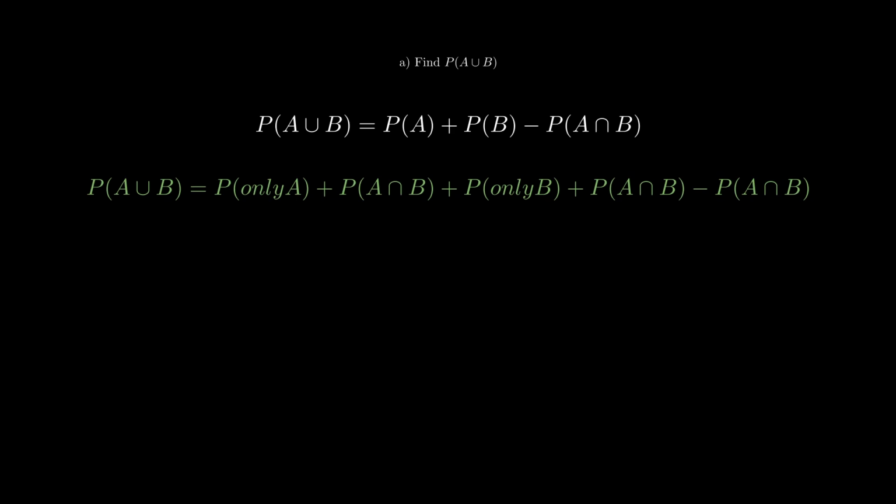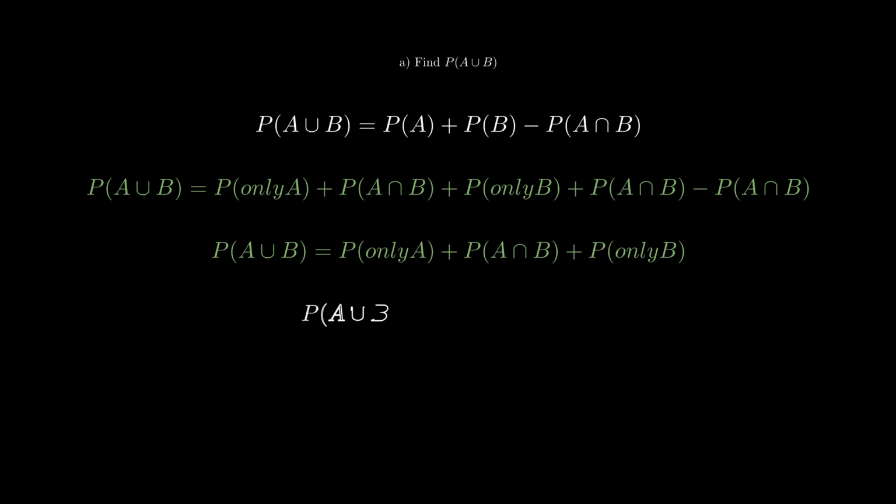Whereas what we actually want is for the probability of A or B happening to equal the probability of only A happening, the probability of A and B happening, and the probability of only B happening. To put some numbers on it, this is 0.65 plus 0.75 minus 0.6. And so our final answer is, like we saw, 0.8.